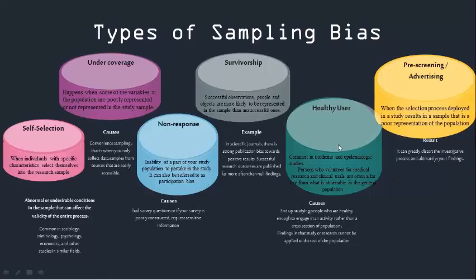So then what will happen to the not so healthy ones? That means you must have your sample in such a way that it includes the healthy people and also the not so healthy people.